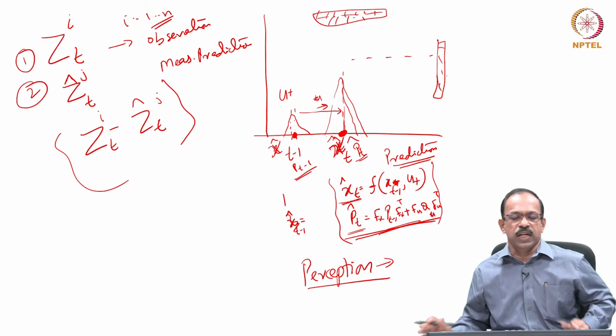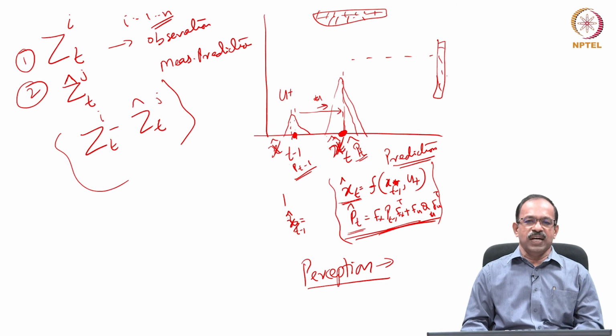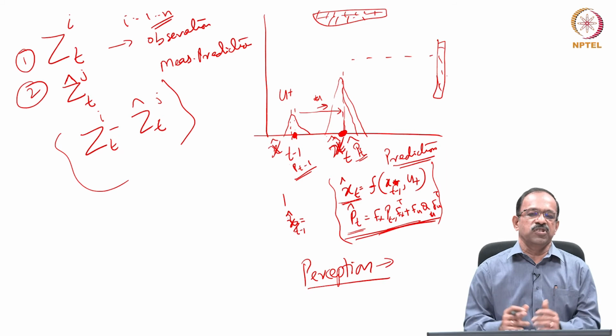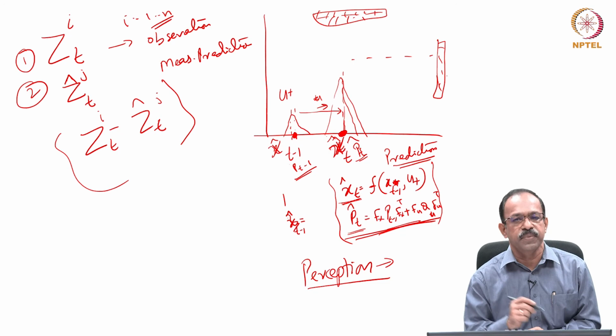If they are matching exactly what is there in the map and what the robot is seeing, that means the robot's predicted position is accurate. There is no error in the predicted position of the robot. So it's exactly at T. Okay, so this can actually be explained in this way.